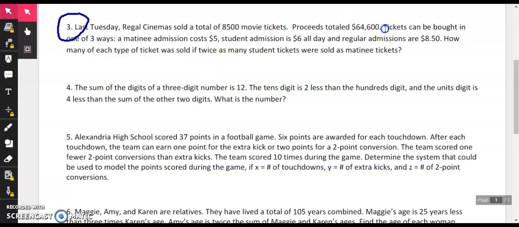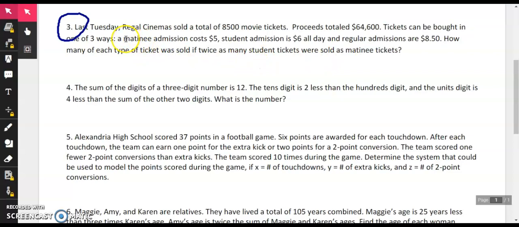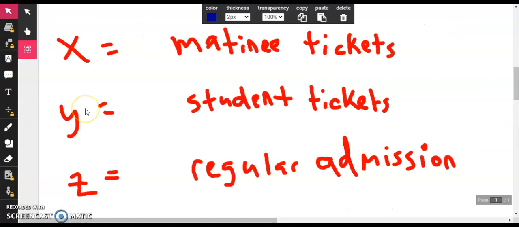So if I jump up to the sentence before this, I notice I've got matinee, student, and regular admissions. So when I set this up, I'm going to use X for my matinee, Y for my student tickets, and Z for my regular tickets.